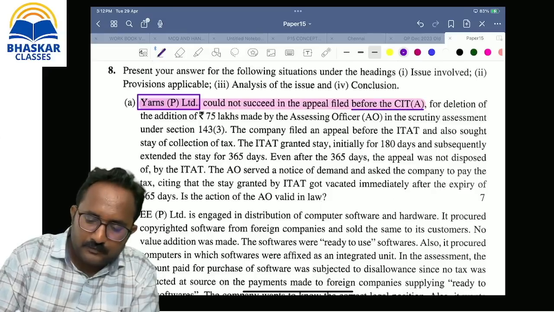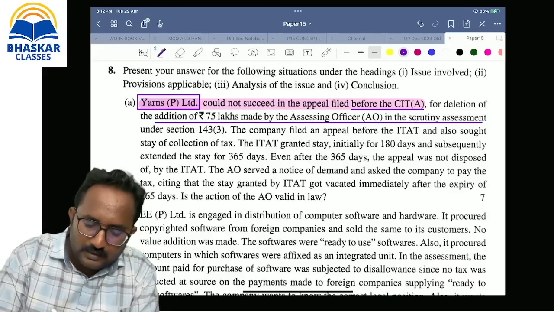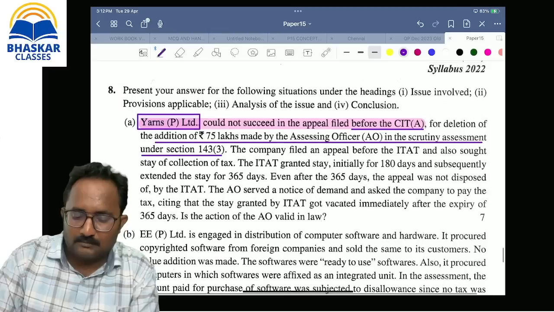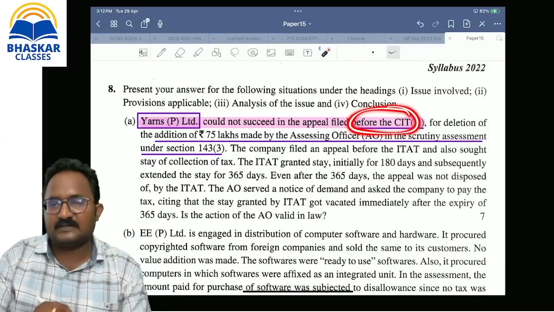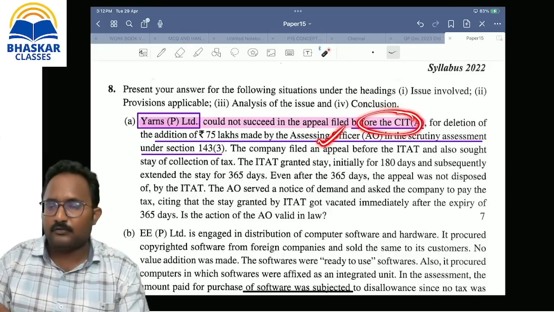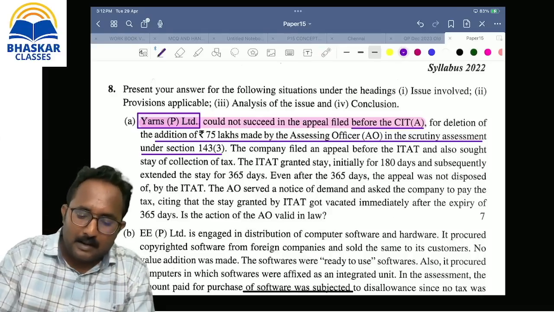For the deletion of the addition of what? 75 lakh made by the assessing officer in scrutiny assessment. Normally, the AO did the 75 lakh addition in the scrutiny assessment. Against that, we are making an appeal before CIT. CIT also gave the order in favor of whom? AO.